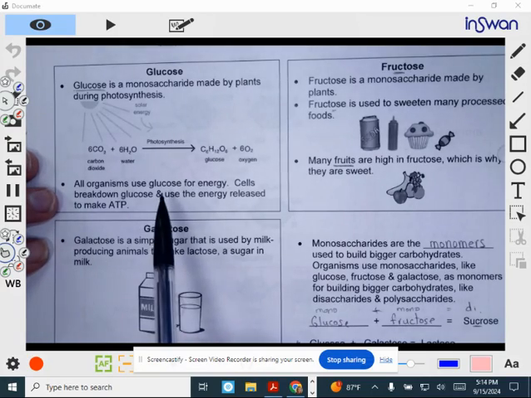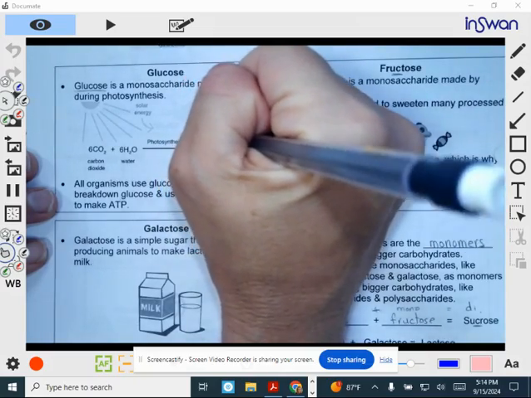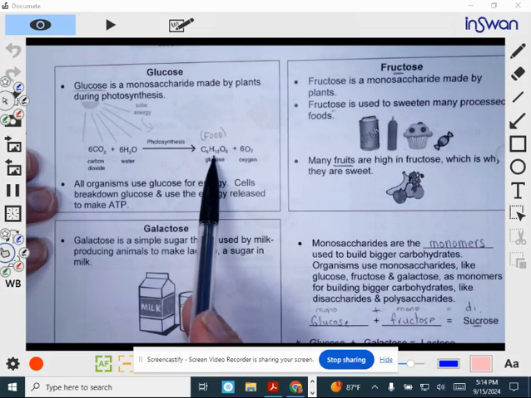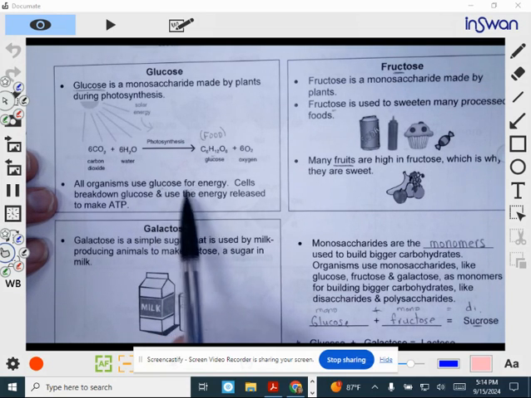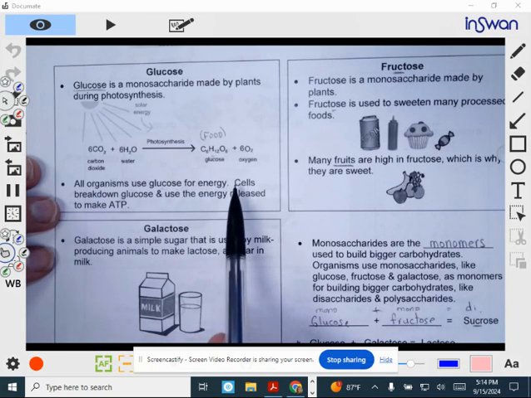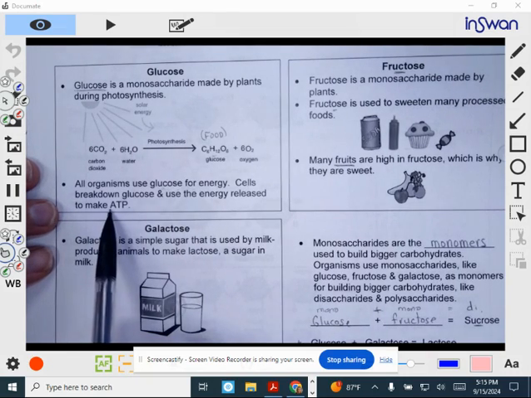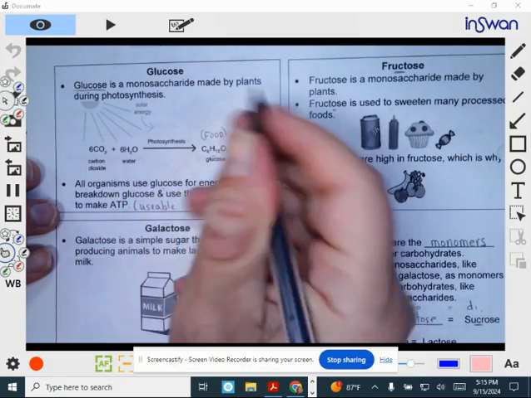One thing I want you to understand about glucose is that glucose is considered the food for all living things, but glucose, the food, contains energy that's not usable by cells. So all organisms have the ability to take that glucose and break it down, release the energy, and that's why we say that organisms use glucose for energy. They're going to take that glucose, break it down, release that energy, and that allows cells to make ATP. ATP is a usable form of chemical energy.